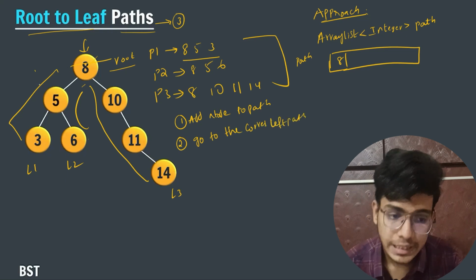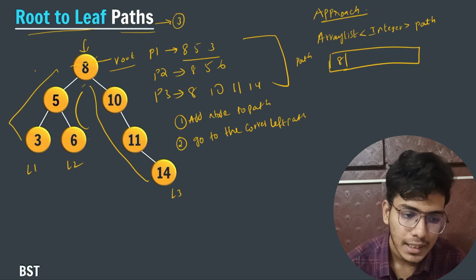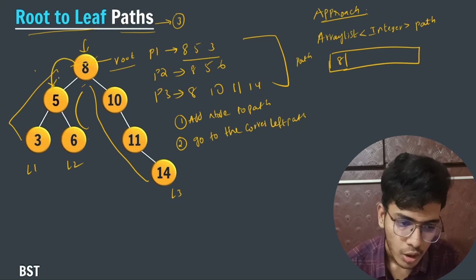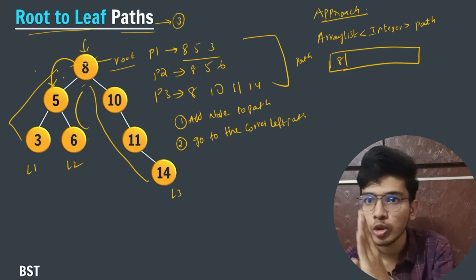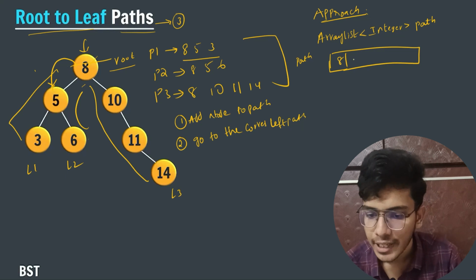So for root 8, its corresponding left part is 5. So I will come to root 5. As I come to root 5, I will add its data into my array list. So I will add 5 into my array list.